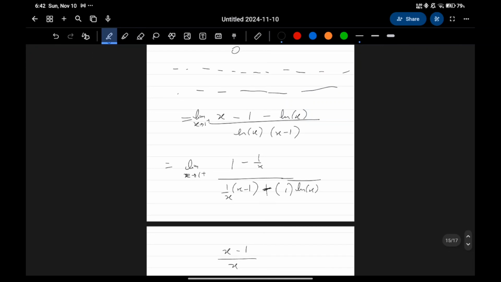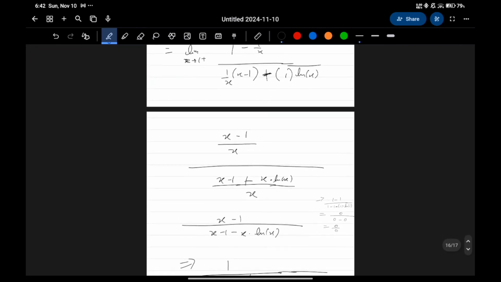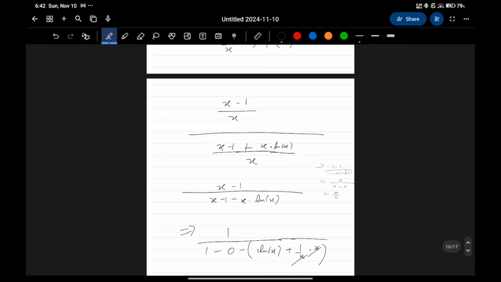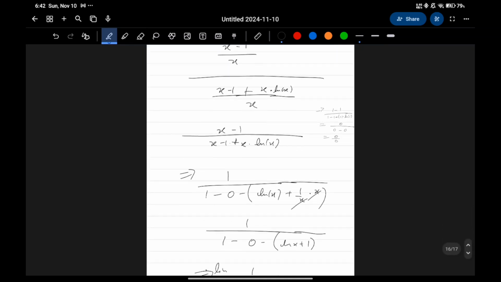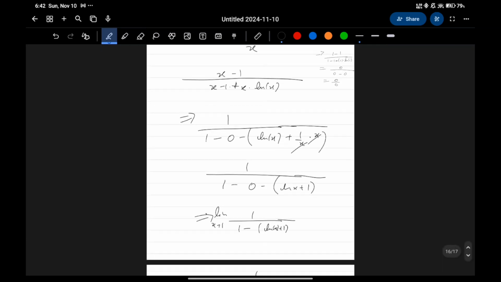And where did this x come from? It did come from here. Okay. And it should be plus over here. And if we plug in 1 in this, 1 minus 1 over 0 plus 0, okay. Plus over here.